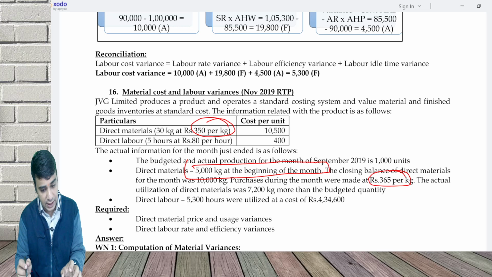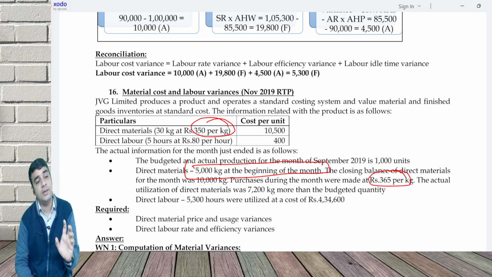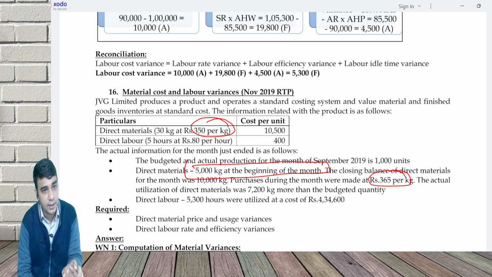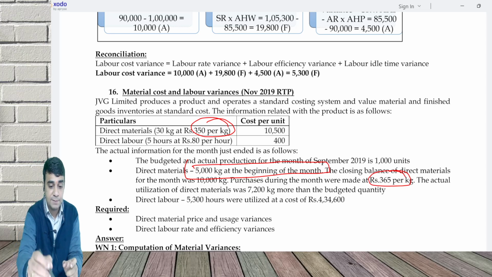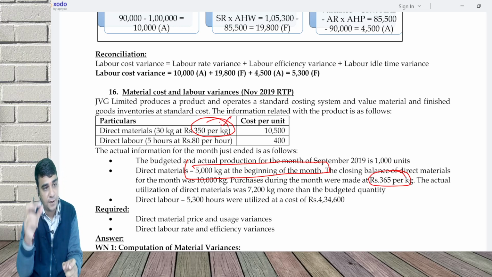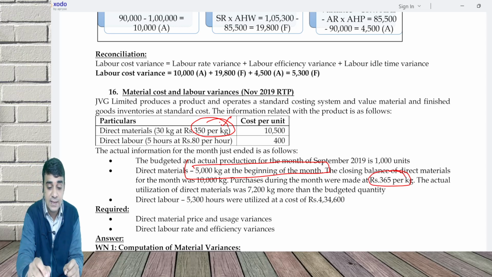These 5000 kg would ideally be valued at 350 rupees, assuming I am following the FIFO method of issue. From the current year purchases, whatever we have consumed will be at 365. Your SP is 350, AP is 365 for few units, 350 for few units. AQ is given as 7200 more than budgeted quantity.